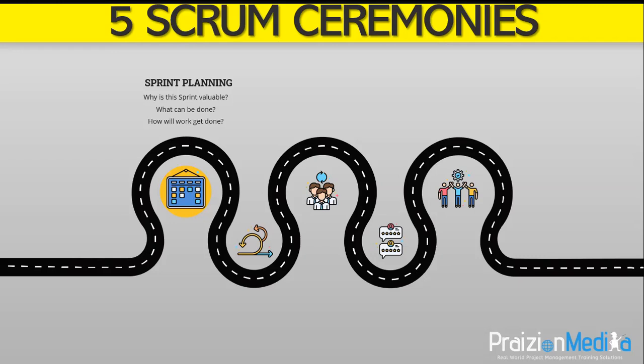Let's answer the final one. How will the chosen work get done? For each product backlog item, the developers plan the work necessary to create an increment that meets the definition of done. This is often done by decomposing product backlog items into smaller work items of 1 day or less.